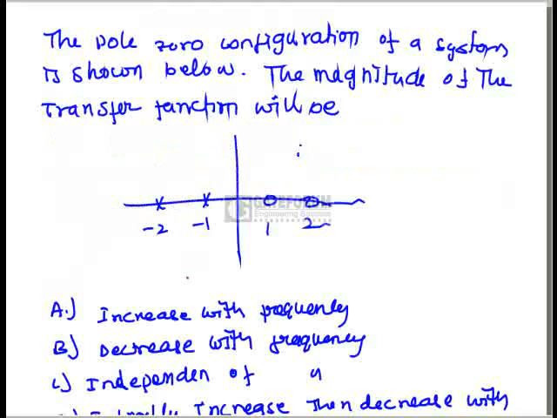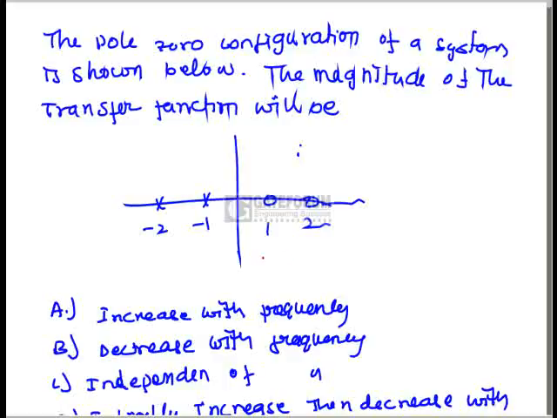If you observe the options, all are in terms of frequency. Option A indicates increase with the frequency, option B indicates decrease with the frequency, option C indicates independent of the frequency, and option D indicates initially increase then decrease with the frequency. So these are the options given here. First we will observe the system, then we will go for the option.